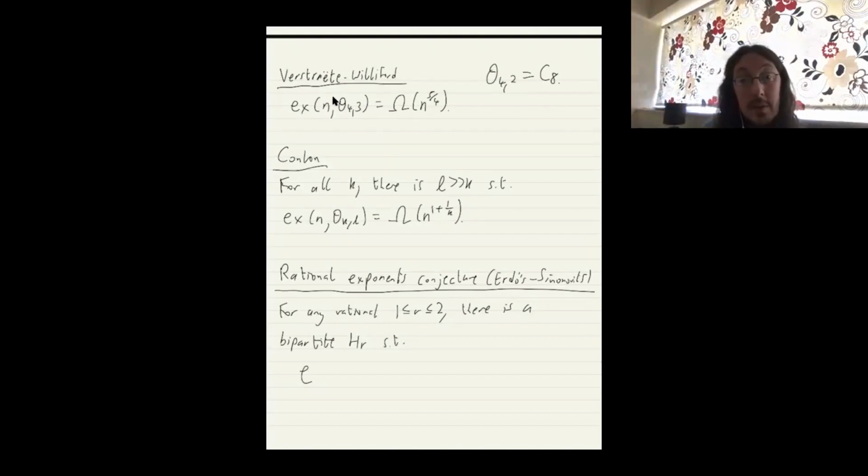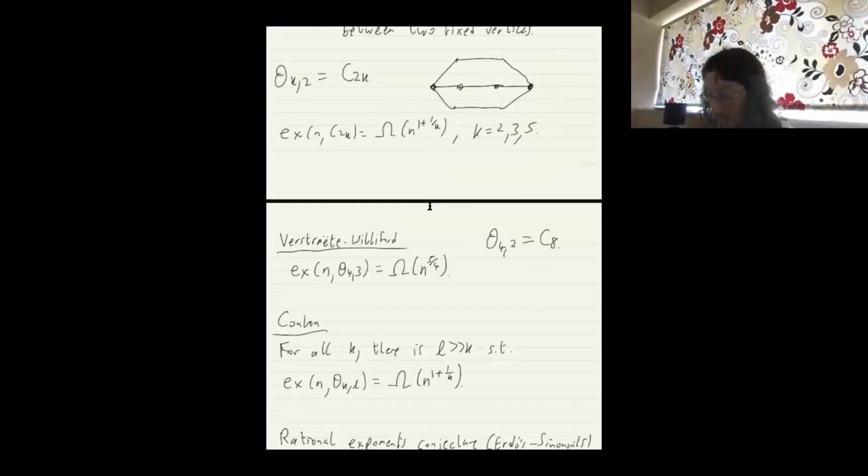Oh yeah, sorry, I couldn't see. Is the upper bound for theta_{k,l} the same as for C_{2k}, right? Yeah, sorry, yes, I forgot to mention that. That's exactly right, the upper bound is known to be exactly the same. Let me just add a note here. It's a result of Faudree and Simonovits from the early 80s saying that ex(n, theta_{k,l}) is big O of n to the 1 plus 1 over k.